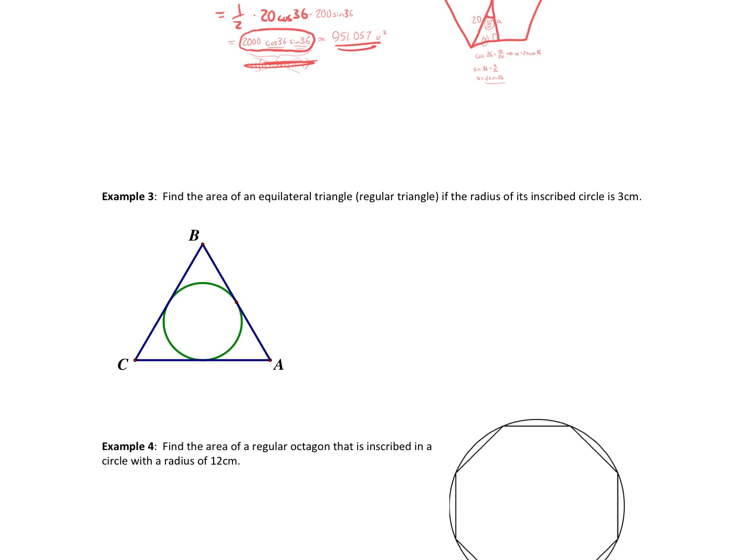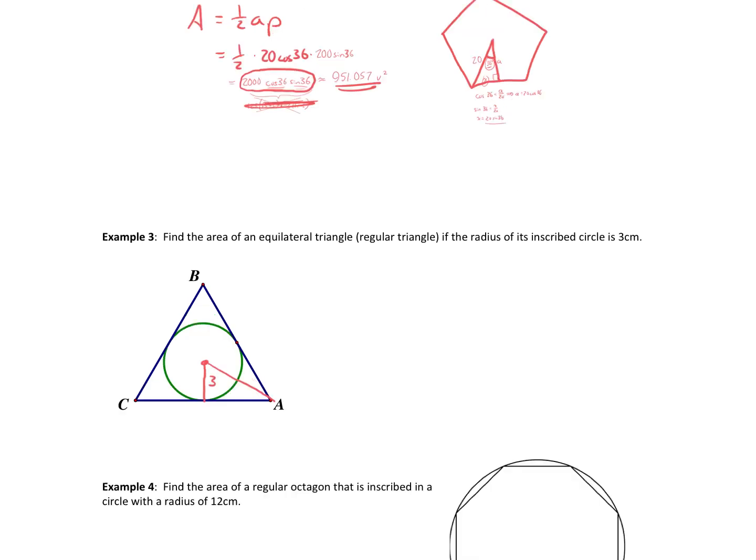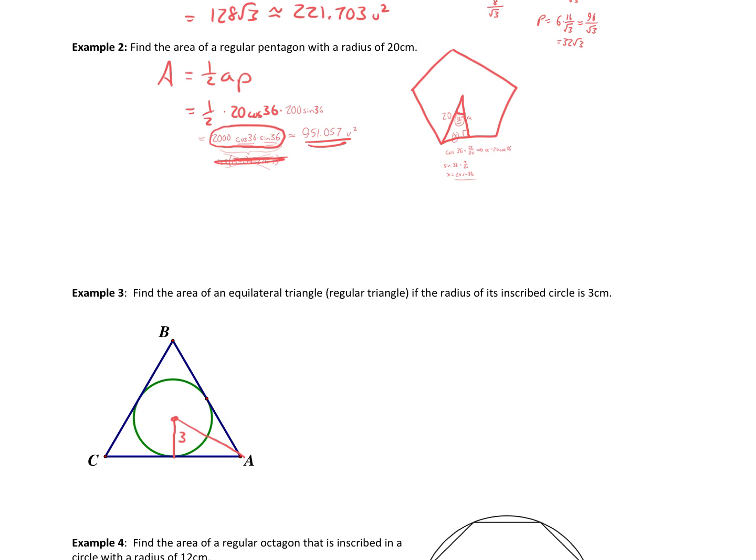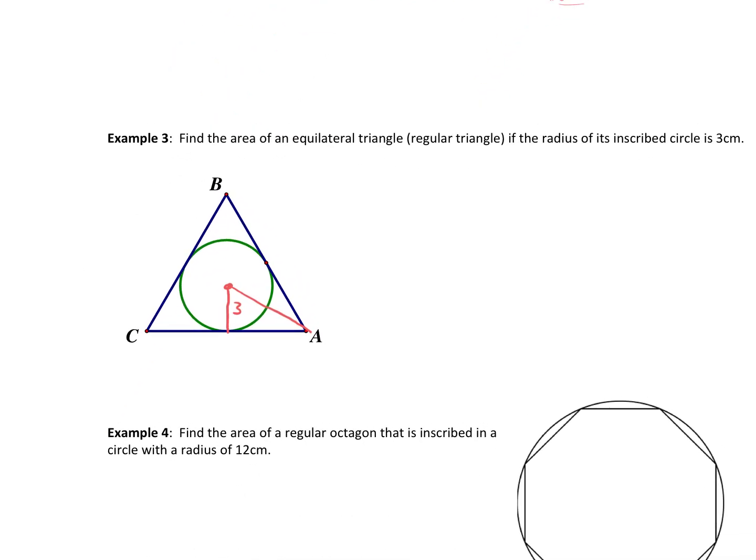Okay, find the area of the equilateral triangle, which is the same thing as a regular triangle. So all the stuff we've just said about apothem and perimeter, that applies to triangles also, equilateral triangles. If the radius of its inscribed circle is 3, I'm going to draw this here because that should make us realize that that's actually the same thing as apothem. All right, if that's 3, here's that same kind of triangle I've been drawing all day. Okay, find the area of the equilateral triangle.